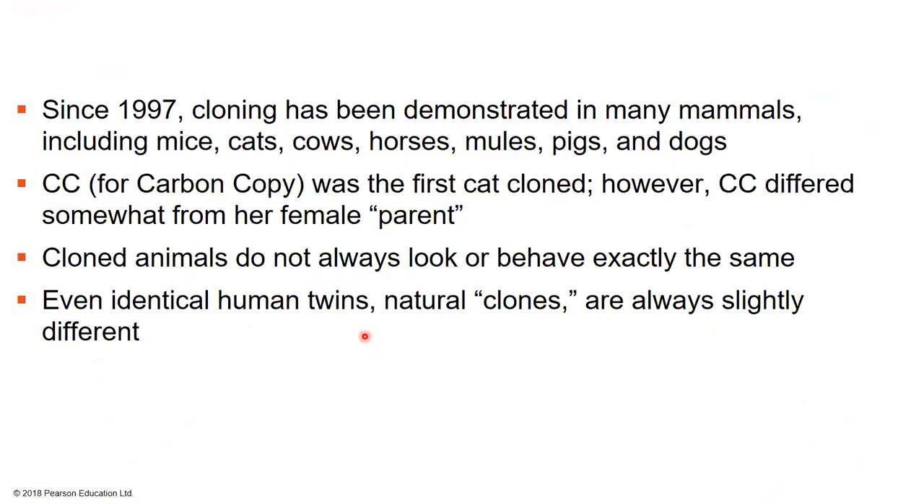Of course, following the successful cloning of Dolly, scientists have demonstrated that reproductive cloning could be done in other types of mammals like mice, cats, cows, horses, mules, pigs, and dogs. So, for example, CC was the first cat to be cloned. CC, short for carbon copy.